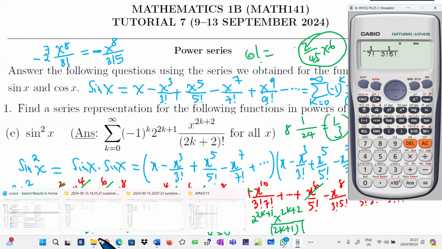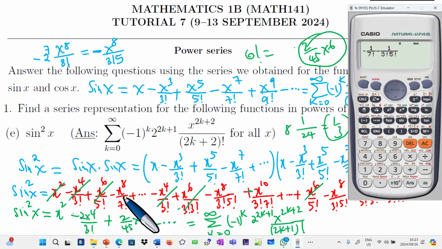Okay, we're just putting these things here. For x to the power 8, we want to compare. If these things are the same, then it must be minus 1 over 315. Okay, we hope we're not leaving any x to the power 8 term, because there's minus 1 over 7 factorial, then there's minus 1 over 3 factorial, 5 factorial, and then there's minus 1 over 3 factorial, 5 factorial.